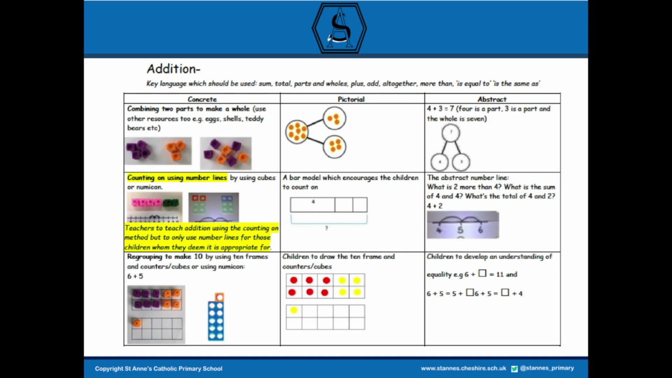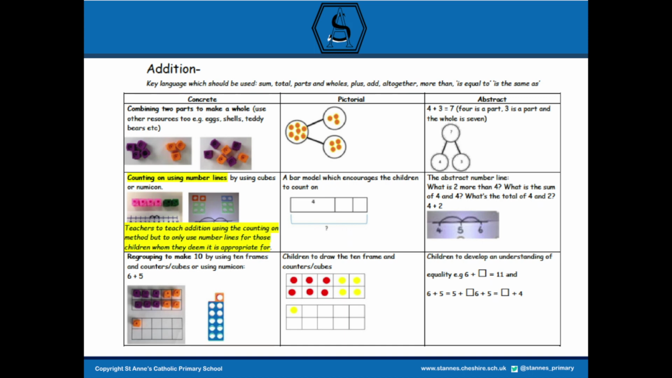The next stage in addition is counting on using number lines. Now, we do use number lines in St Anne's, but it isn't the only way we teach addition in St Anne's, and we're very careful about using number lines because they are quite an abstract thing for the children to understand. But some children do use number lines, which is why I've written here, teachers to teach addition using the counted on method, but to only use number lines for those children whom they deem it is appropriate for. Some children take a while to understand number lines.